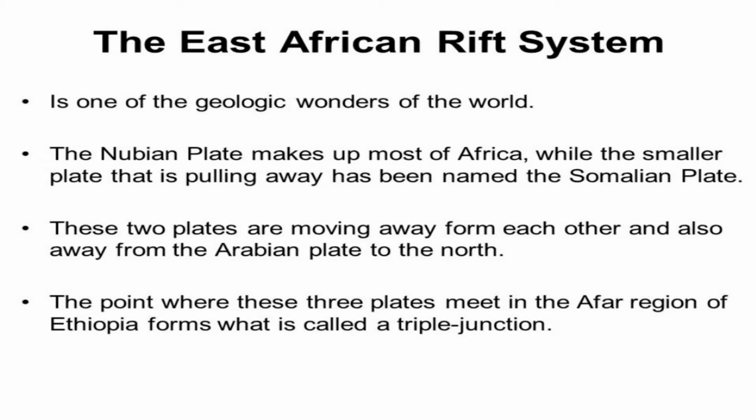The East African rift system is one of the geologic wonders of the world. The Nubian plate makes up most of Africa, while the smaller plate that is pulling away has been named the Somalian plate. These two plates are moving away from each other and also away from the Arabian plate to the north. The point where these three plates meet in the Afar region of Ethiopia forms what is called a triple junction.